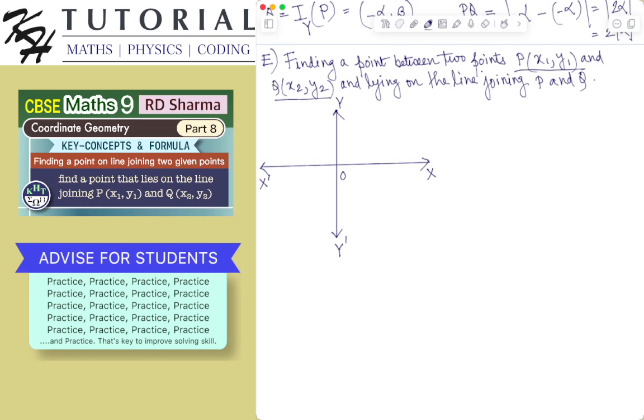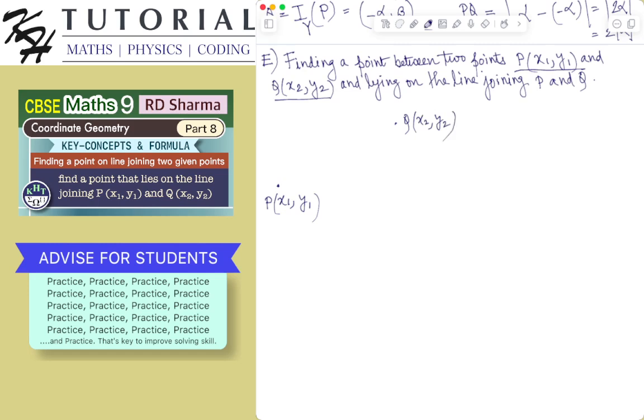Okay, now even though I have drawn the x-axis and y-axis, I will remove them so that we are not biased about where the points P and Q lie. The points P and Q may lie in any quadrant, or they can also lie on the x-axis or y-axis. So let's say this is the point P, which is x1 comma y1, and let's say the point Q is somewhere over here. It is x2 comma y2. Now there are two cases.